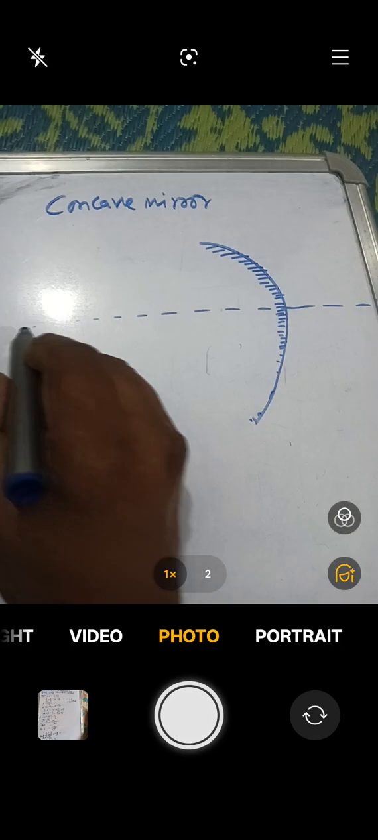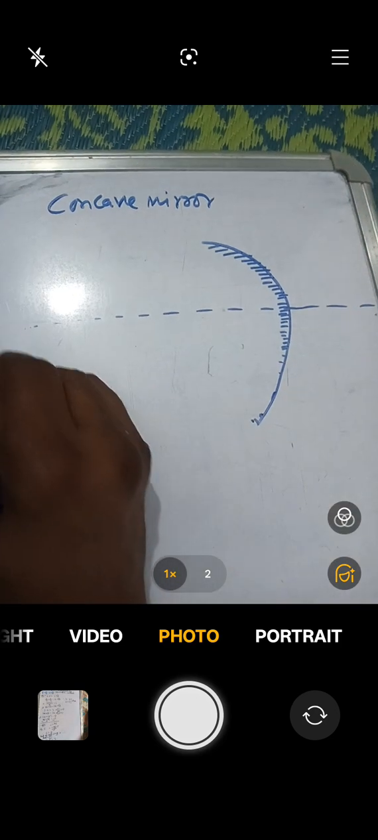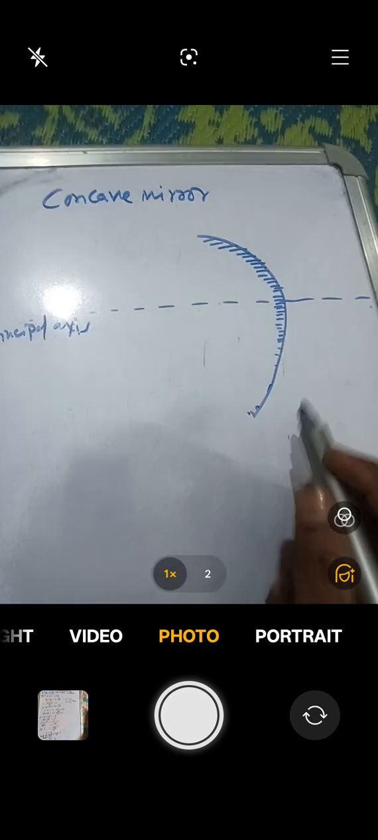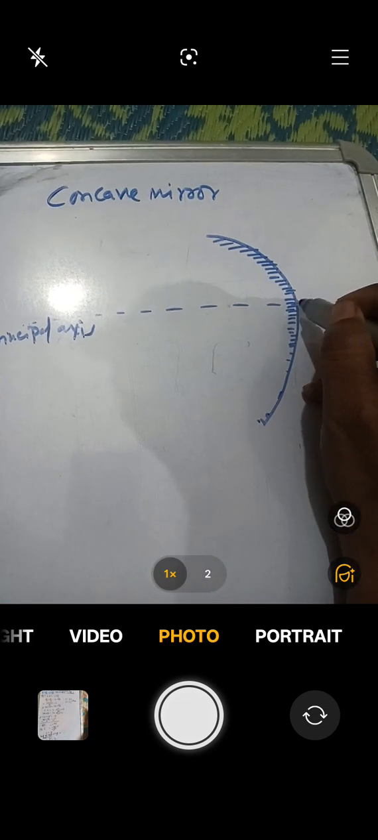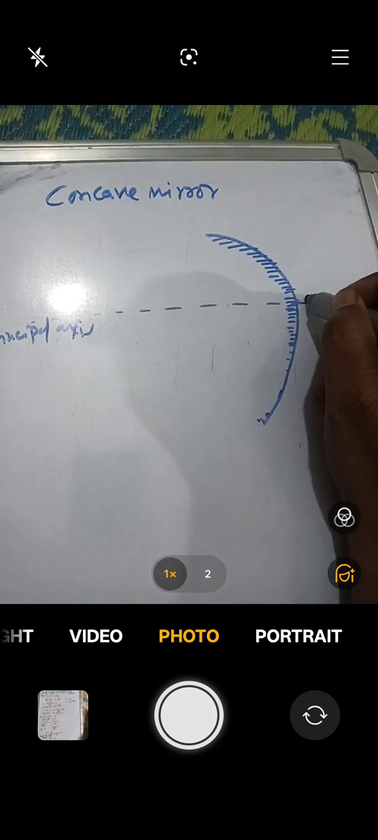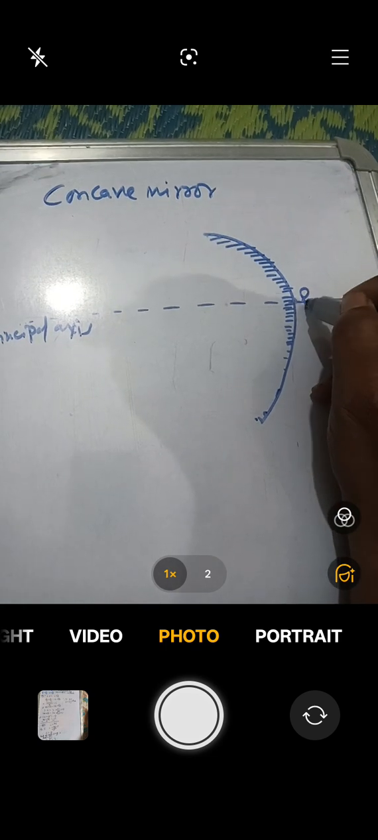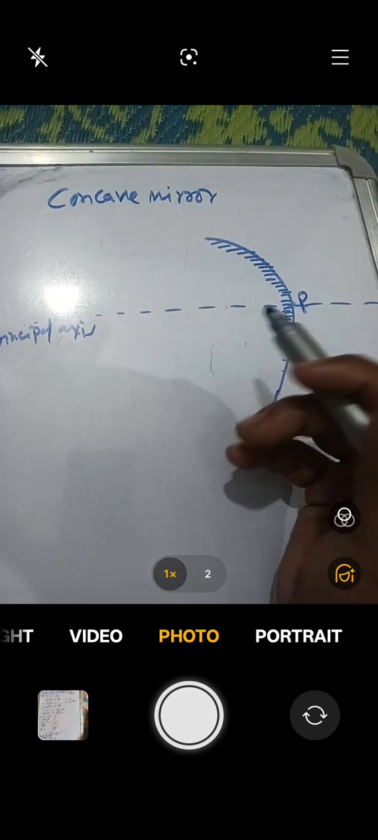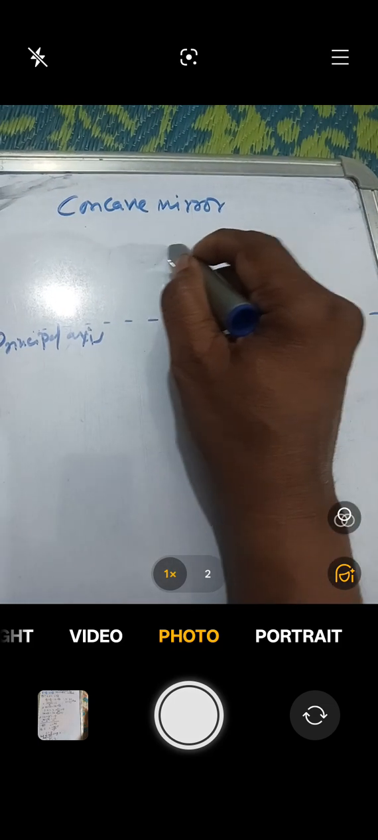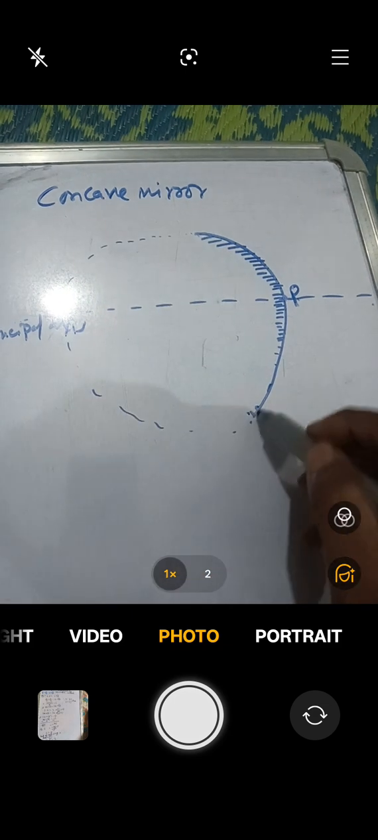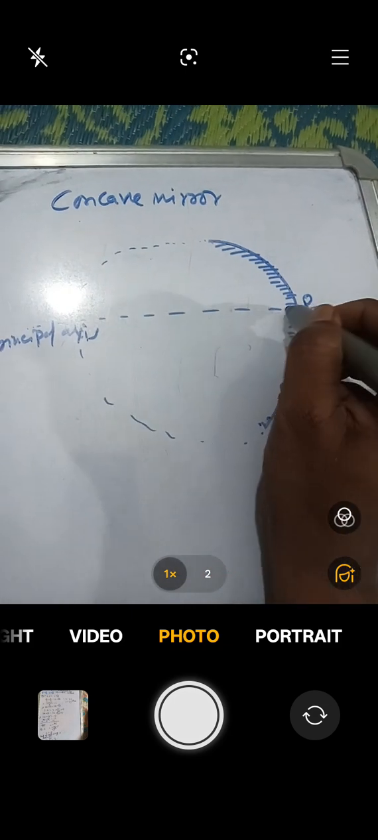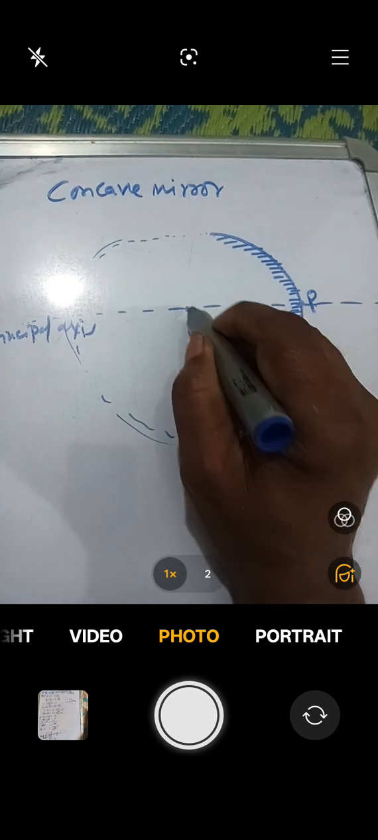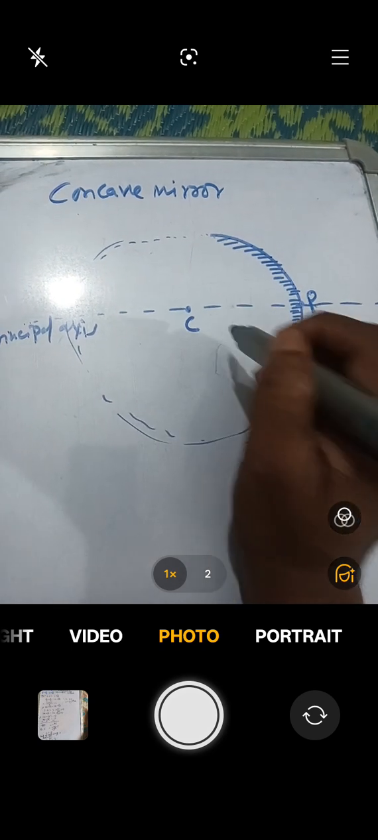This imaginary line is called the principal axis. And this point is called P, the pole. Every mirror is a spherical mirror. If you complete this whole picture, it would be a sphere like this. The middle of this sphere is called C, the center of curvature.